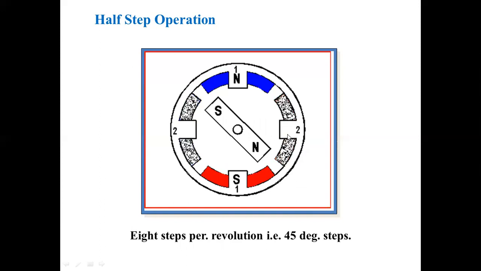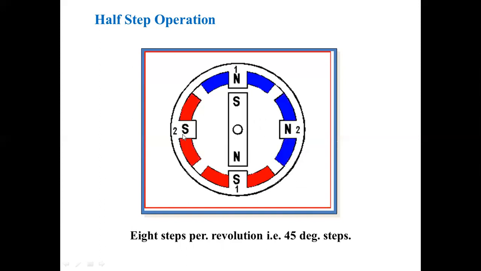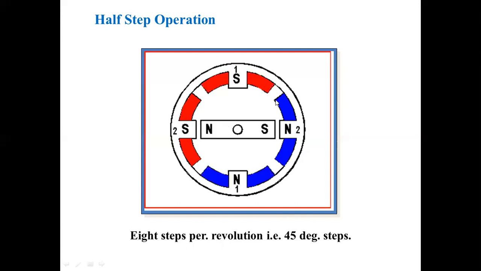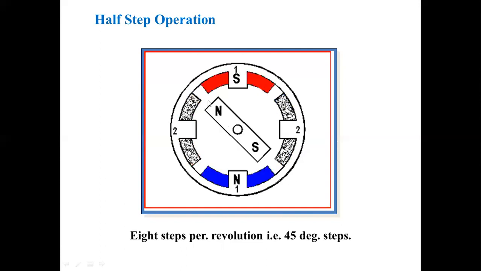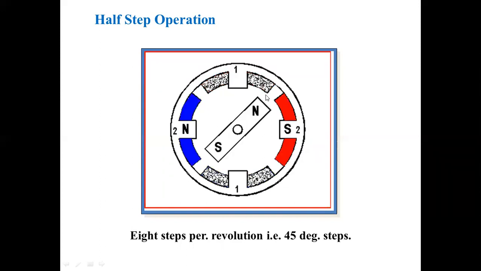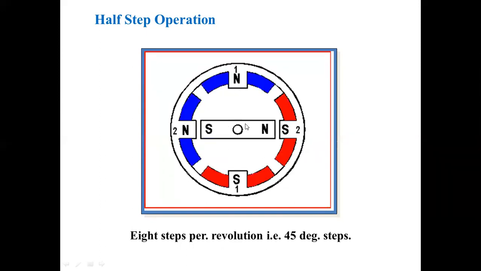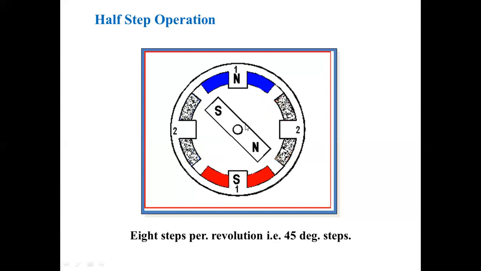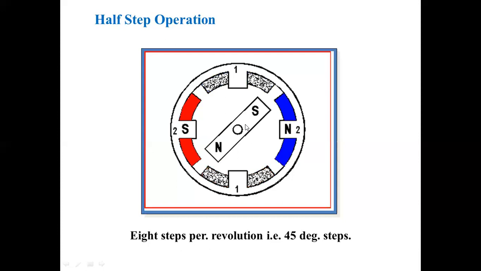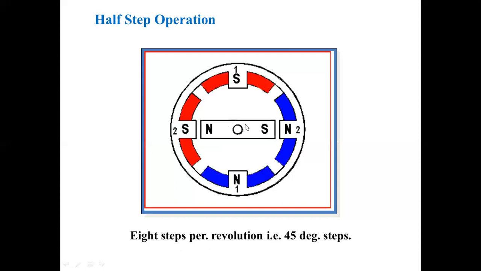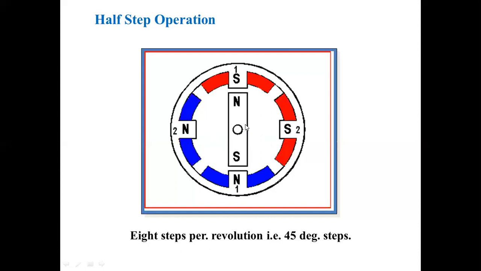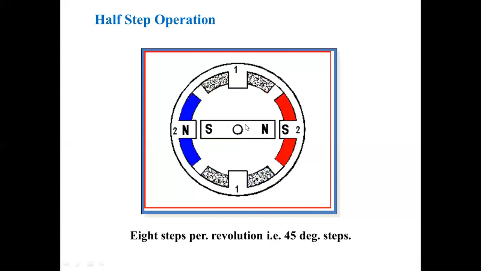Again, the second coil is south and the north pole changes like that, and the in-between middle position also occurs. Each and every time two switches are turned on. Two coils are excited, but in a sequential manner.